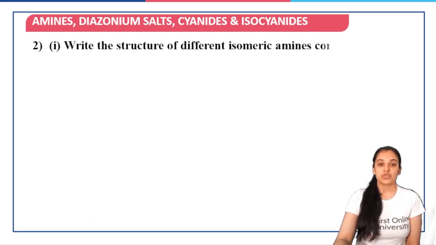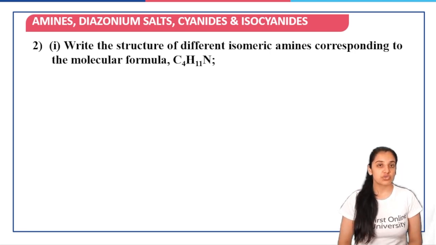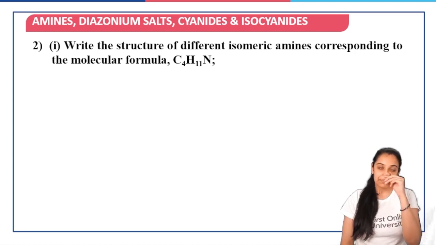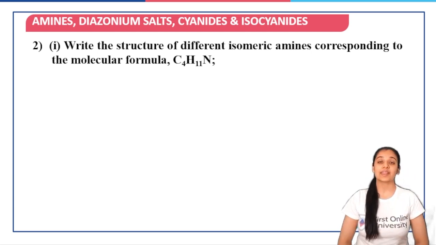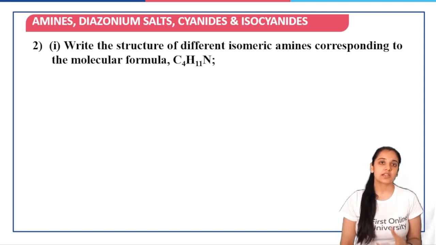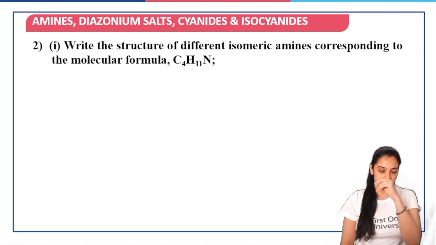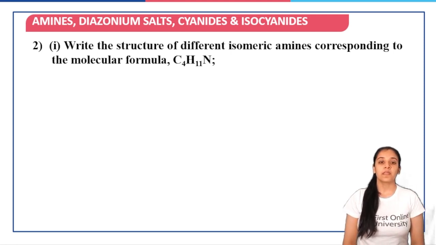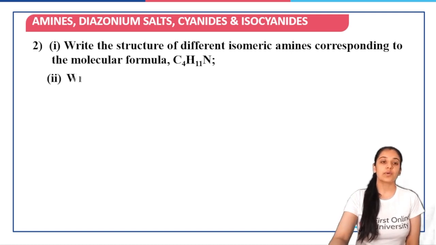Now you have to write down the structures of different isomeric amines corresponding to the molecular formula C4H11N. Before I produce the solution in front of you, I would want you to write down the isomers of this particular formula by yourself and then match the solution with your solution. Because this is a very simple basic question, it has nothing to do with the technicalities involved in the structures or nomenclature of amines. So let us have a look at the solution.